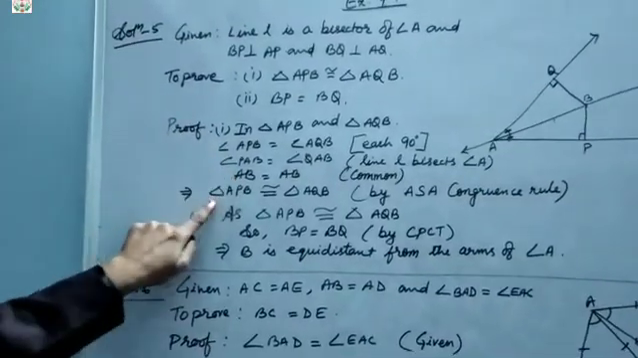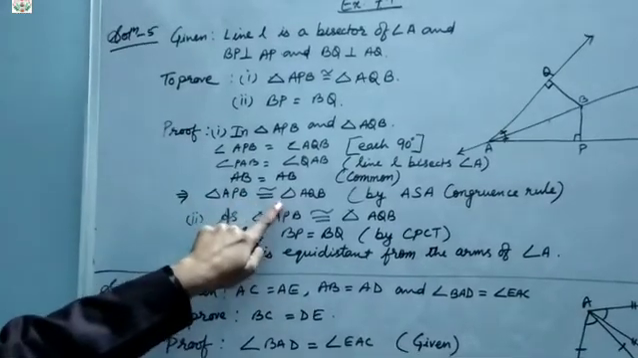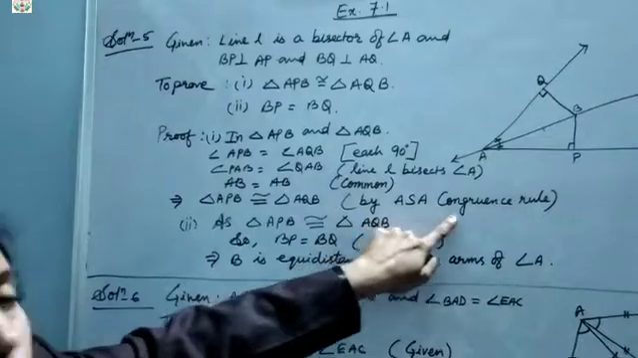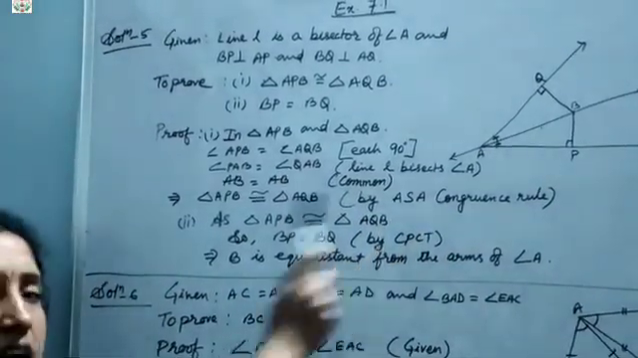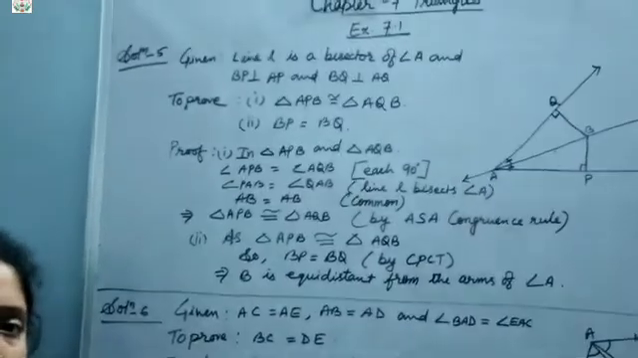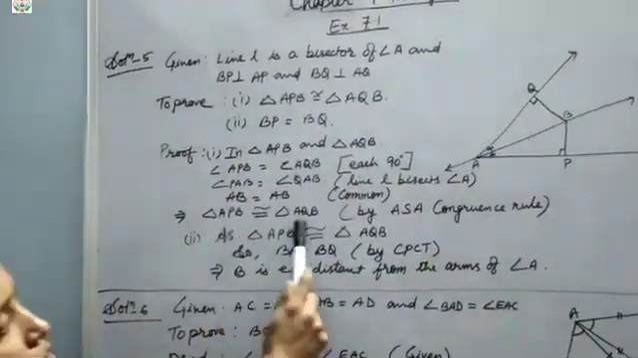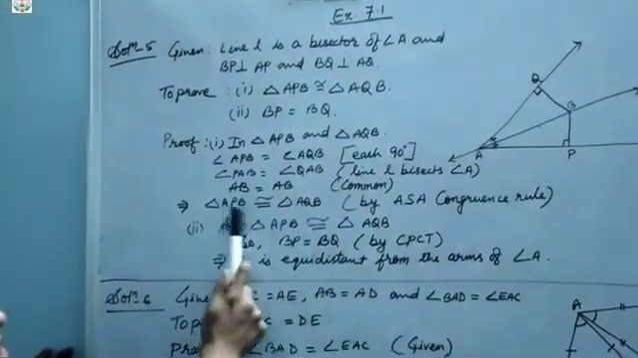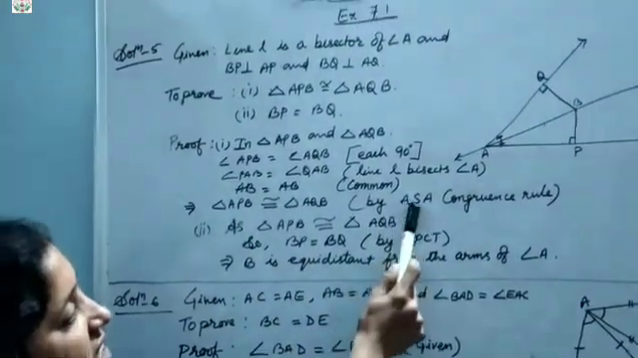AAS. So triangle APB is congruent to triangle AQB by SAS congruence rule. Okay. This theorem we haven't learned, but questions will be solving. Okay. So now this is congruent by angle side angle congruence. Okay, they are congruent. These two triangles are congruent by ASA.